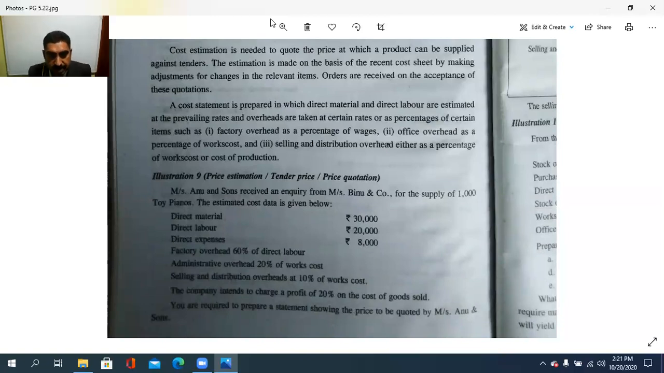Administrative overhead is 20% of the work cost. Then selling and distribution overhead at 10% of the work cost. The company intends to charge a profit of 20% on the cost of goods sold.